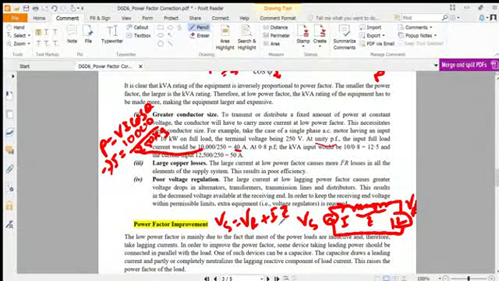If I is higher, this is the voltage drop, and the voltage drop would be higher and we'll get a lower amount of voltage at the load end. So it results in higher voltage drop as well as poor voltage regulation.